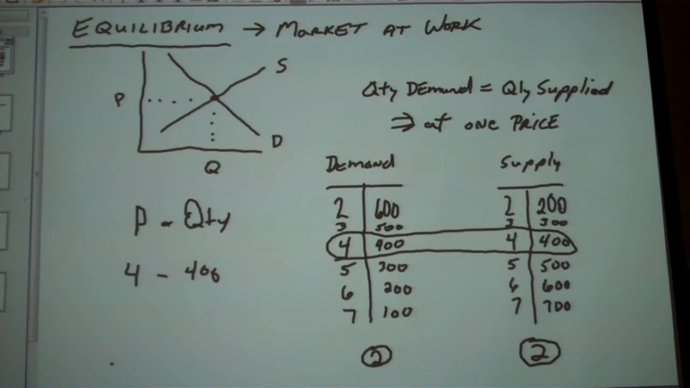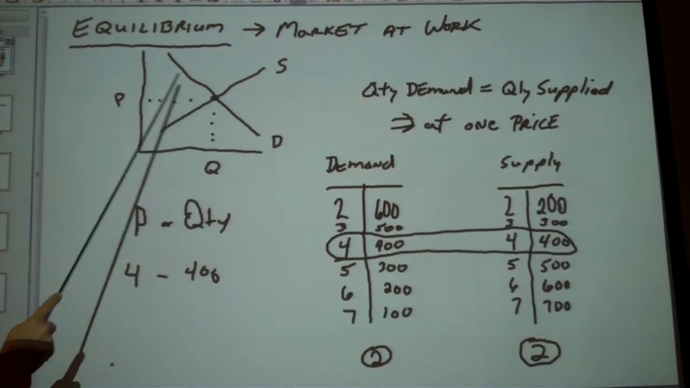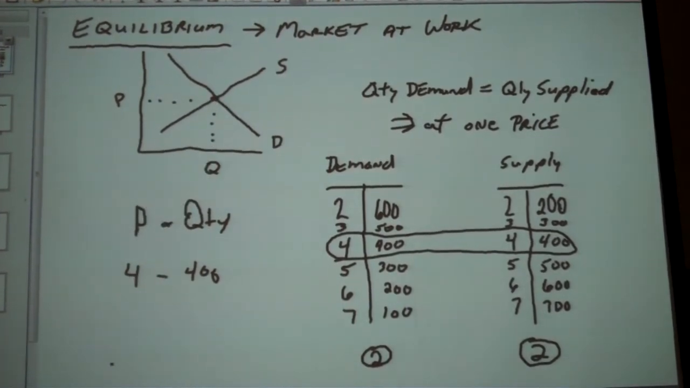But that's the market at work. Not all pricing is set at equilibrium. We will discuss that at later times. You can again do this in two ways. Drawing curves, that's one way. This would be an example of drawing curves, finding the equilibrium, going over, finding the price, finding the quantity.